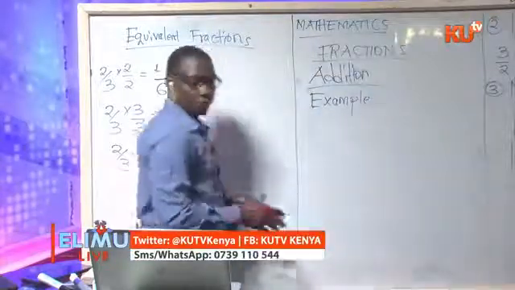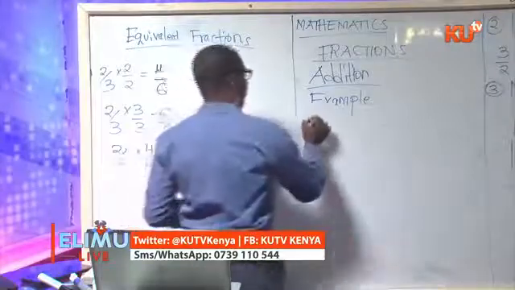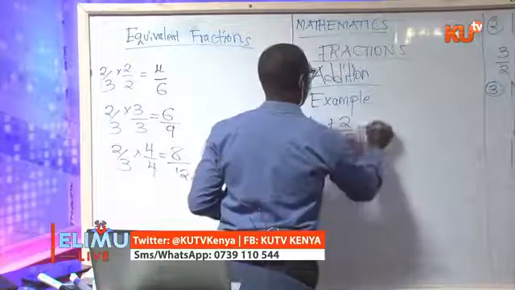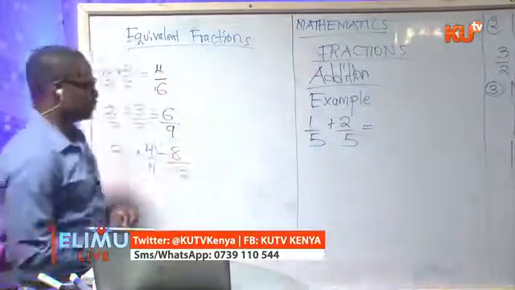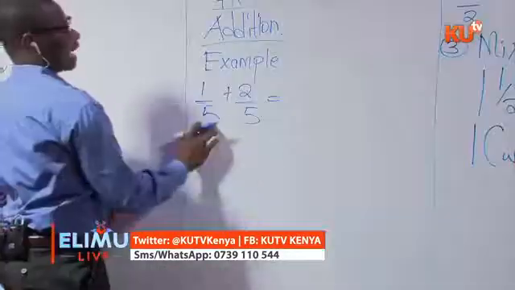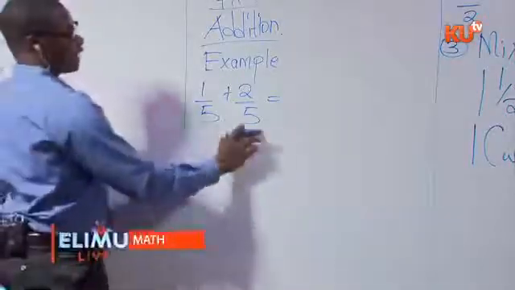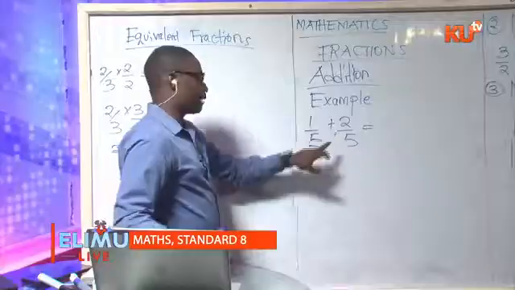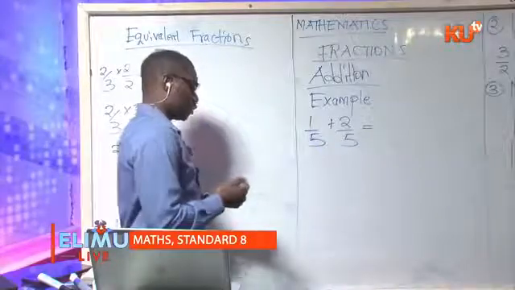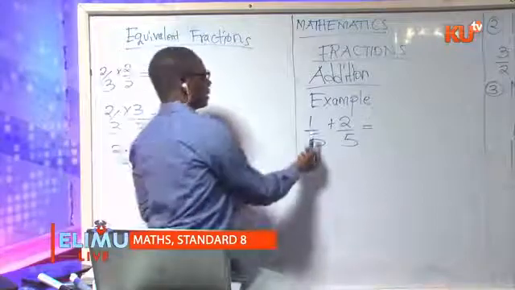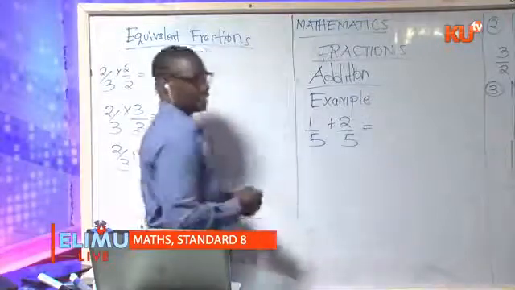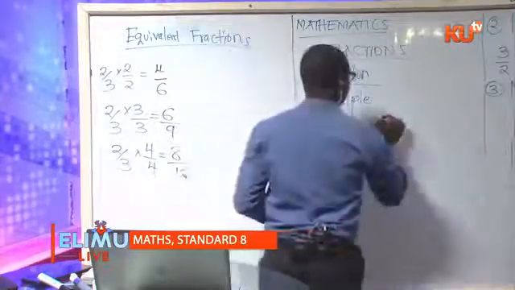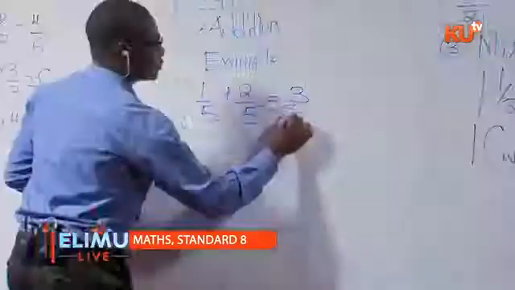So an example of this, I can have 1 over 5 plus 2 over 5. When you look at my example, you realize that the denominators are the same. So we have 5 and 5. When you are adding such fractions, you only add the numerators, but the denominator remains the same. So to solve this question, we take 1 plus 2, and you get 3. And then 5, don't add the 5. So 1 plus 2, we get our answer as 3. 5 and 5 remains 5.